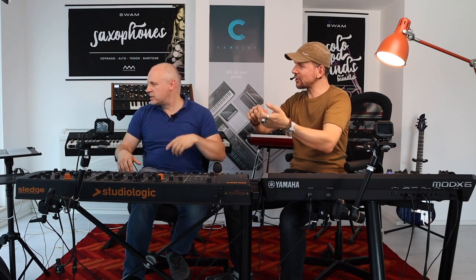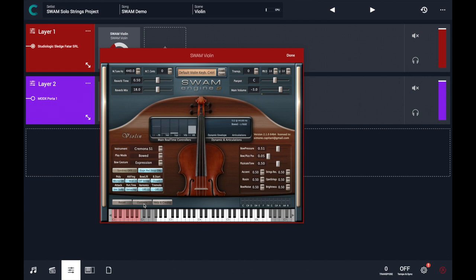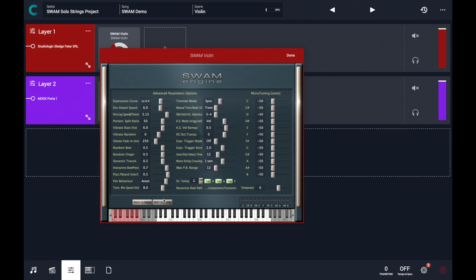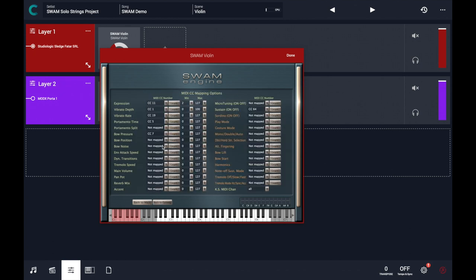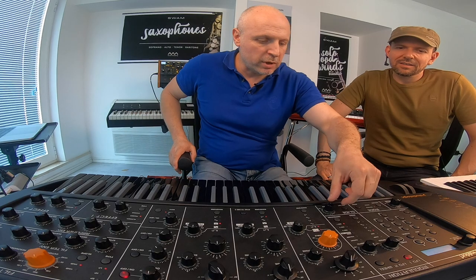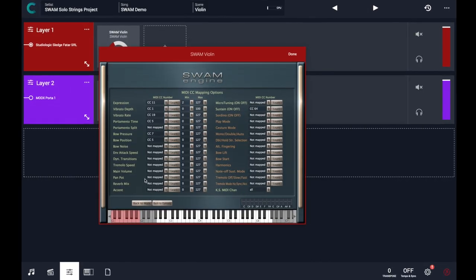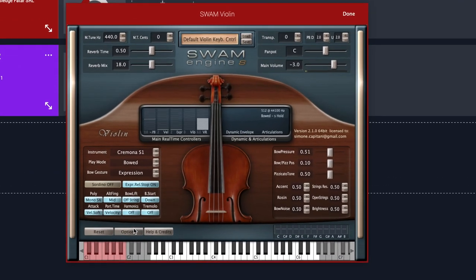Are you saying that basically you can also decide where along the string you put your bow, so closer to the bridge or to the neck? Yes, it's possible. So how do you do that? There is a parameter that is called the bow position. Right. And I can assign it to a knob, for example. MIDI mapping, MIDI position, learn. I move, okay. This. Okay, come back to the main GUI.